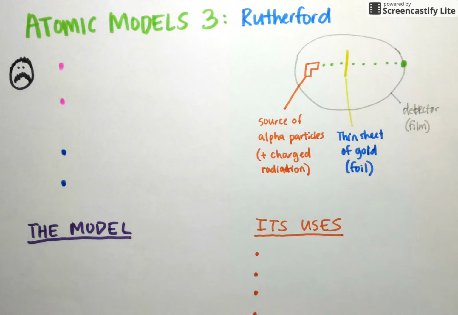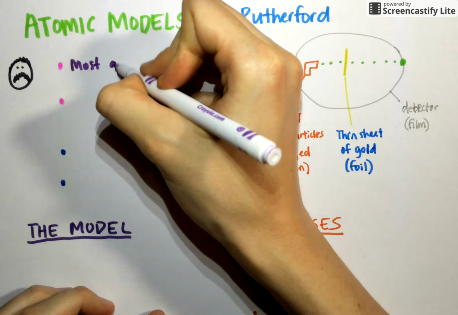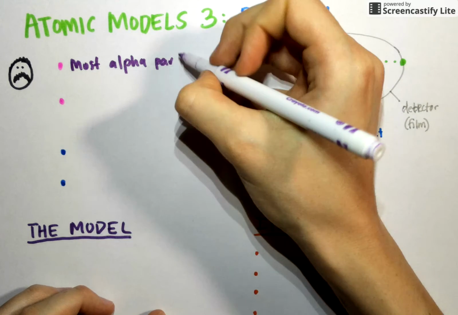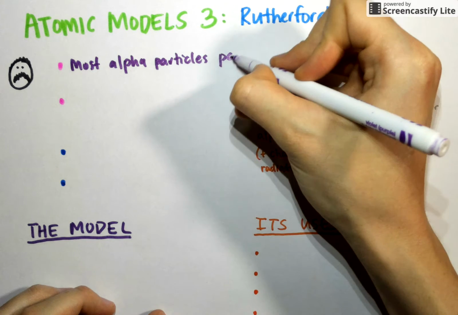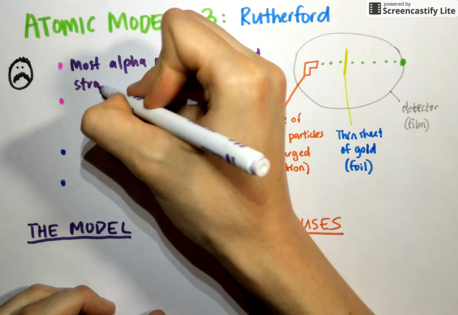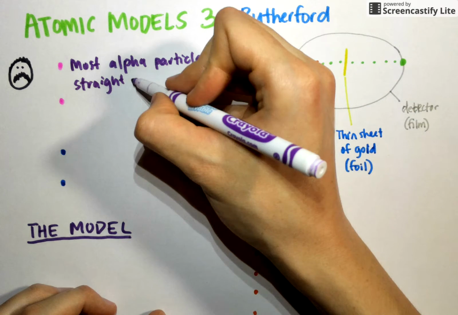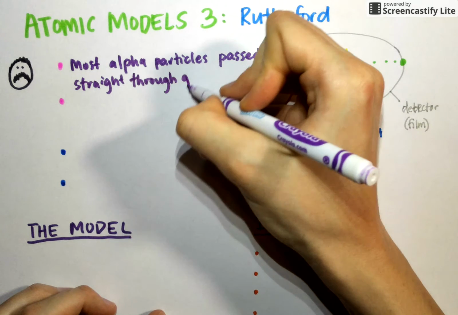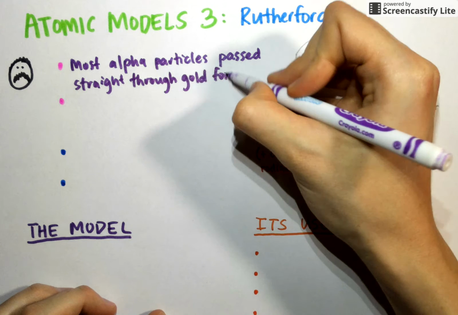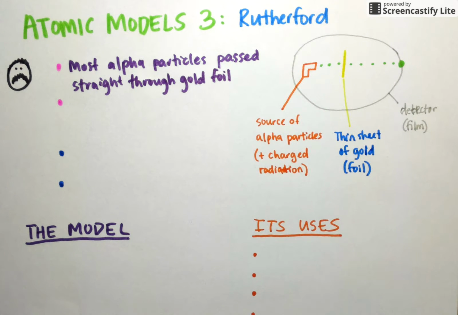So someone, probably a graduate student in some dark room, had to sit and watch this detector, some kind of film, for these radioactive hotspots that were showing up when the radiation passed through the gold foil.